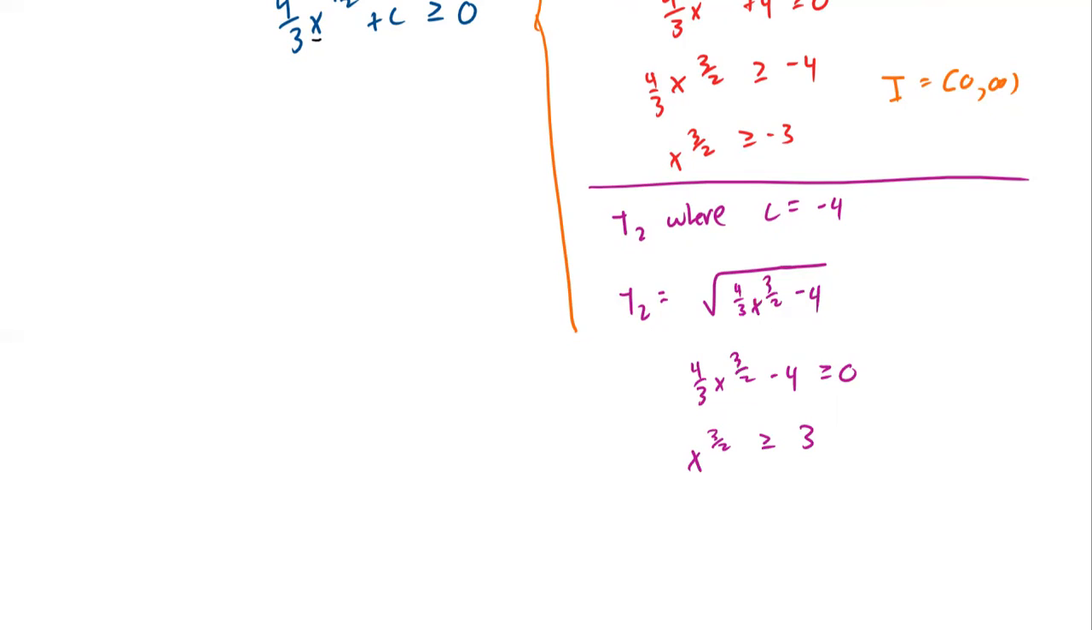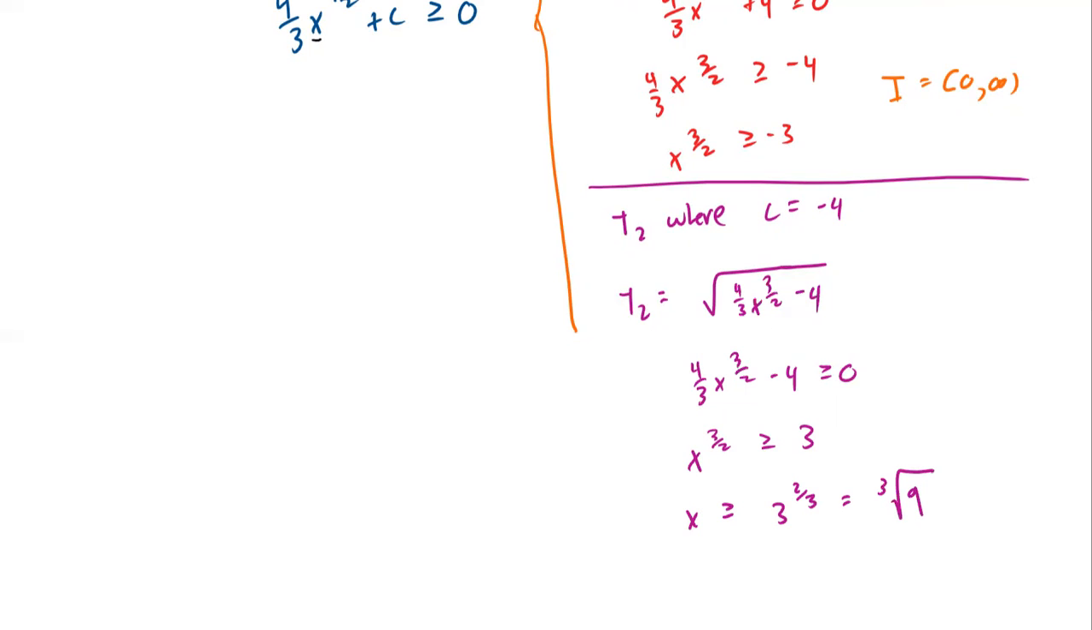Now, you take 2/3 of both sides, and you get that x has to be greater than or equal to 3 to the 2/3, which is what? You're squaring 3, taking its cube root. So the cube root of 9.